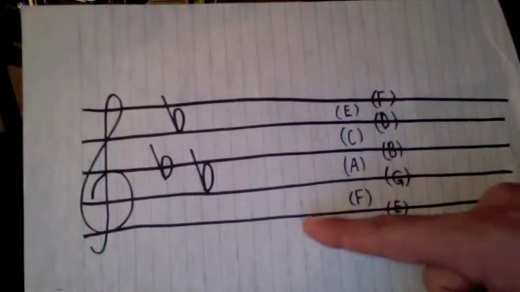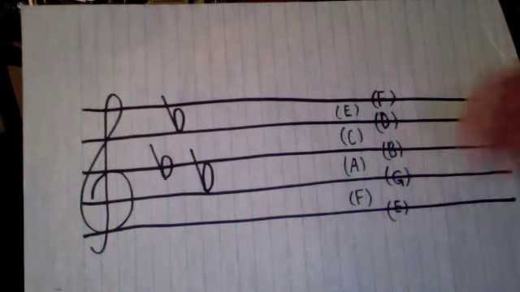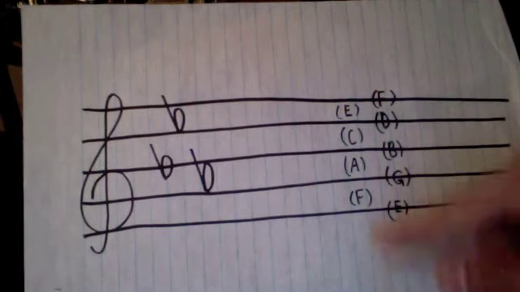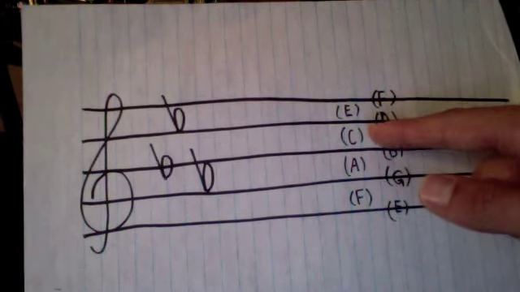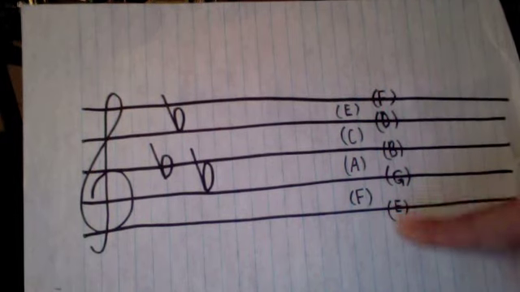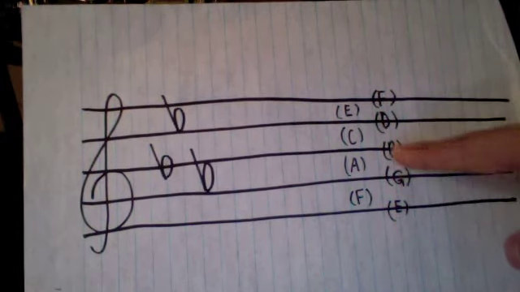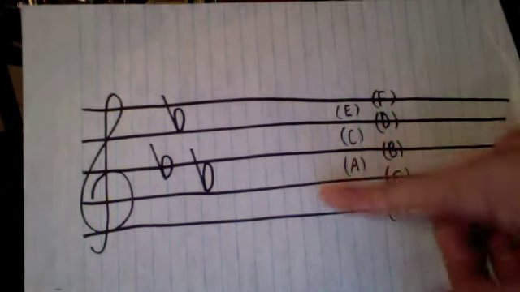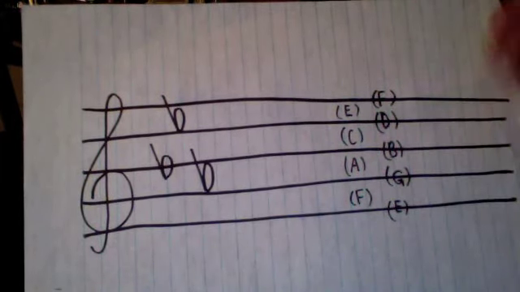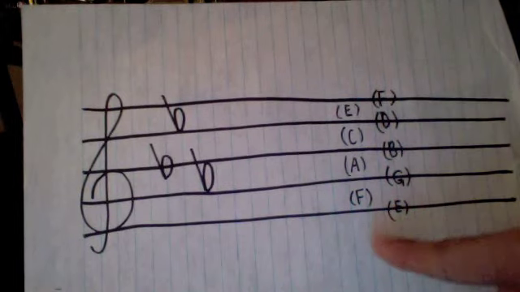Each line represents a note, and in between each line, a note is also represented. In between these two lines is F, in between these two lines is A, in between these, C, and E. Now this line represents E, G, B, D, F. This symbol makes these lines and spaces in between lines represent these notes.